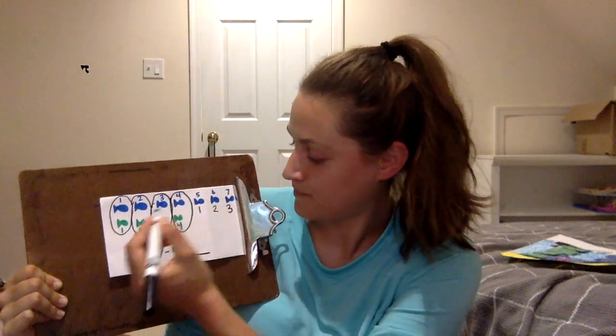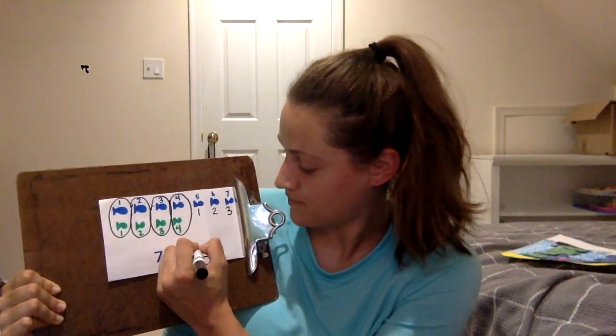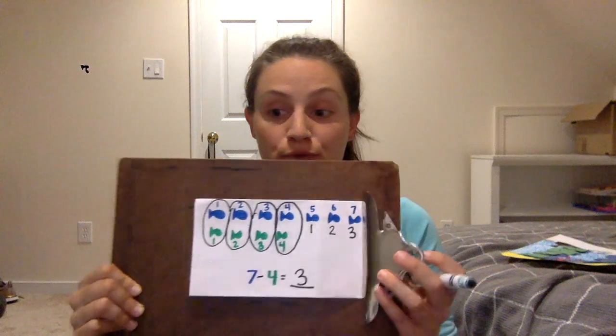So 7 minus 4 equals 3. Awesome job. Now go ahead and watch my second part that will show you the rest of the ways that you can solve this story problem.